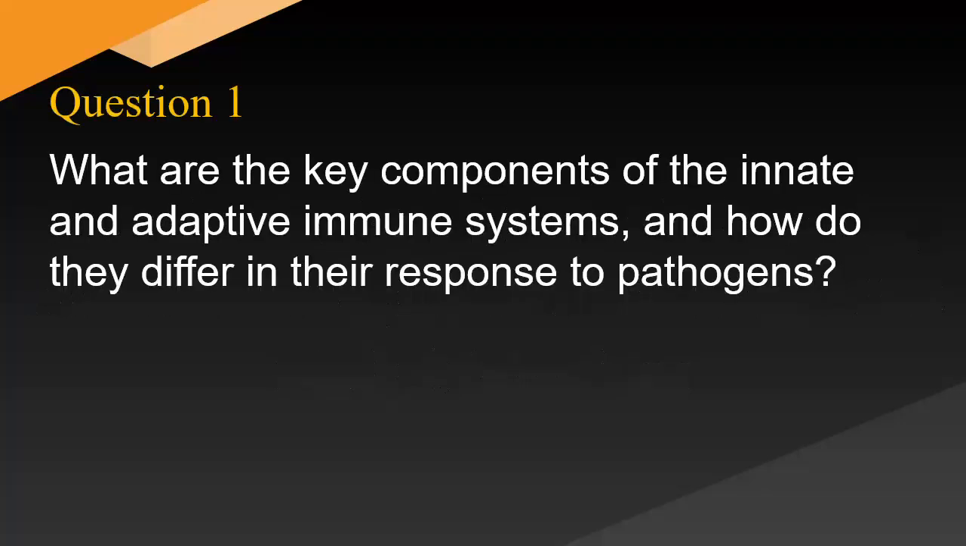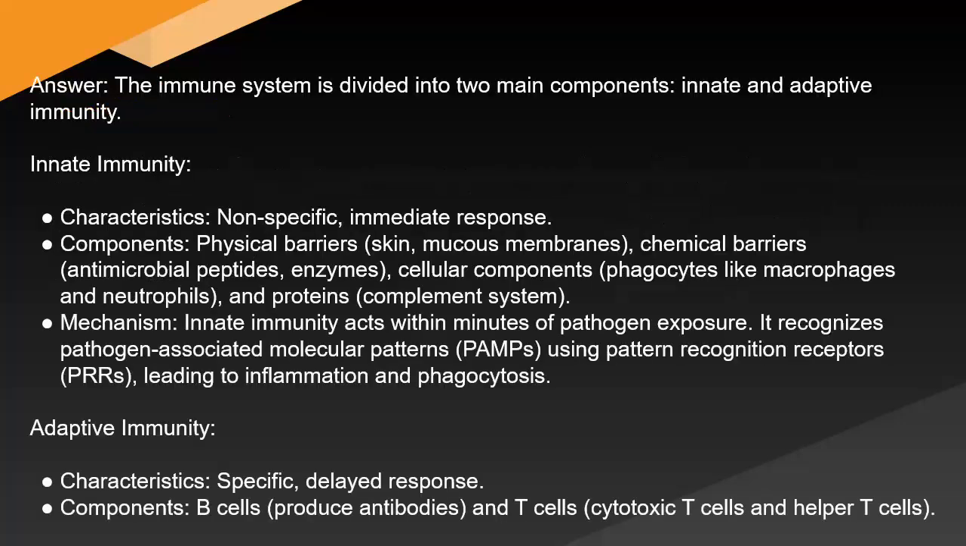What are the key components of the innate and adaptive immune systems, and how do they differ in their response to pathogens? Answer: the immune system is divided into two main components: innate and adaptive immunity. Innate immunity characteristics: non-specific, immediate response. Components: physical barriers, skin, mucous membranes, chemical barriers, antimicrobial peptides, enzymes, cellular components, phagocytes like macrophages and neutrophils, and proteins.